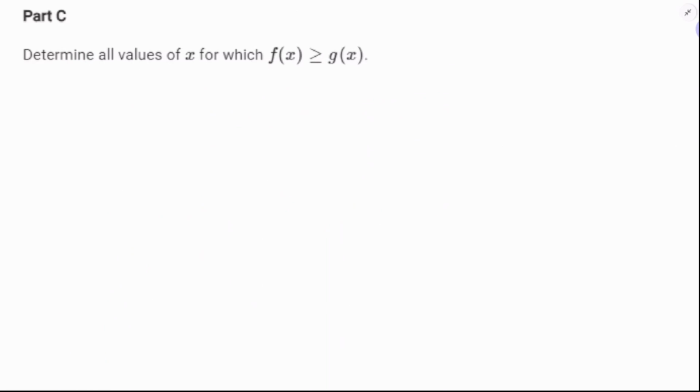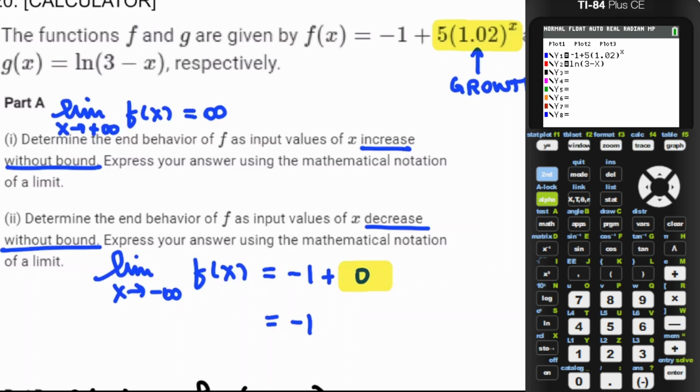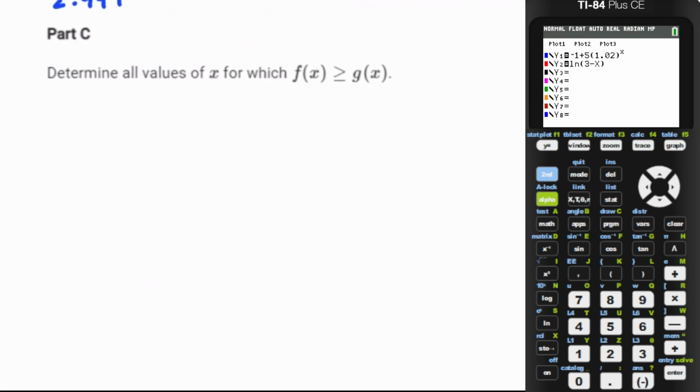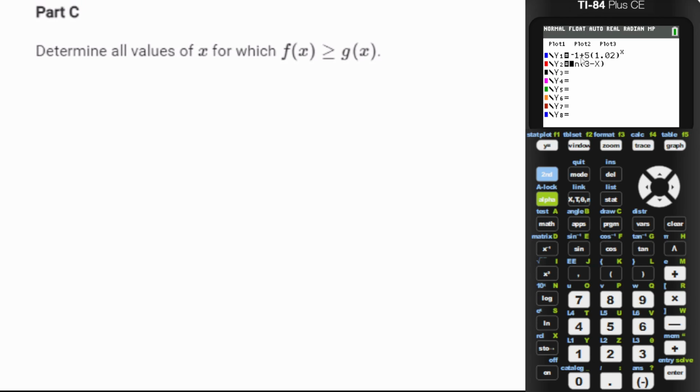All right, and now we're going to figure out the values of x for which f is greater than g. And I do think that this one is going to require a calculator. All right, so I pulled out the calculator. I've got this thing graphed, and I want f greater than or equal to g. f I've got in y1, g I've got in y2. Let's zoom to the standard window and see what's going on here.